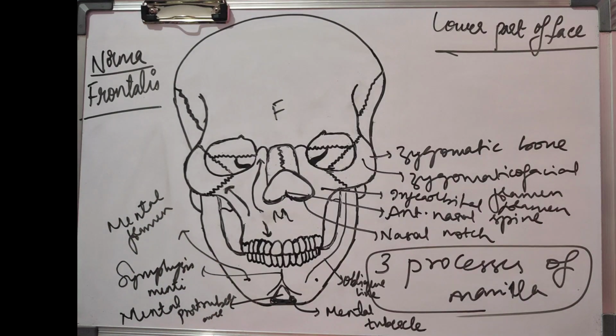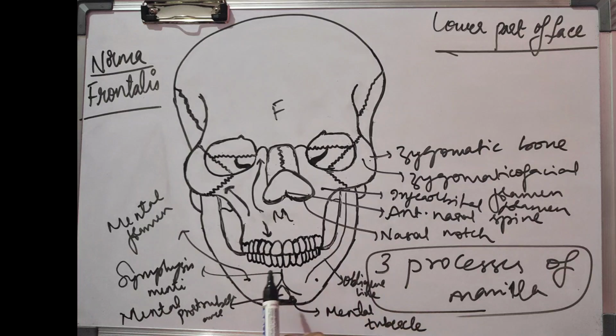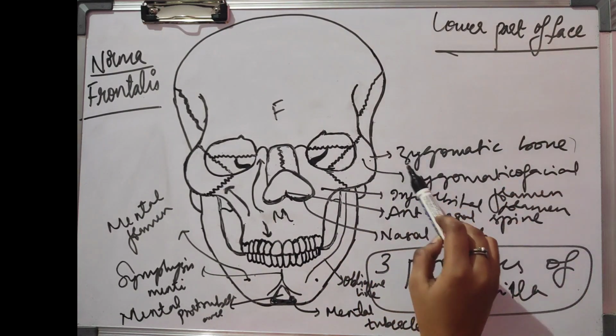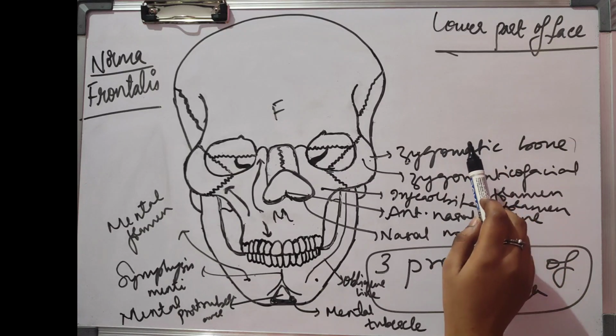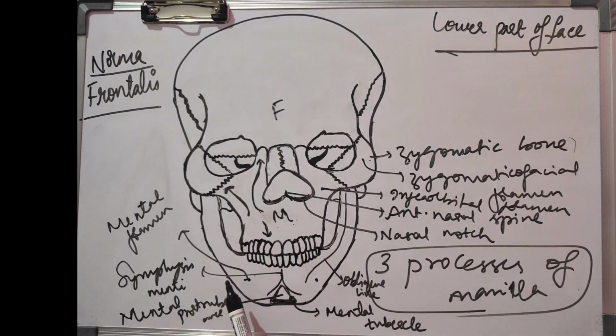So in the lower part of the face we find zygomatic bone, maxillary bone and mandibular bone. Zygomatic bone, it is the bony prominence over the cheek region, and maxillary bone, it forms the upper jaw, and the mandibular bone, it forms the lower jaw. So this completes Norma Frontalis.